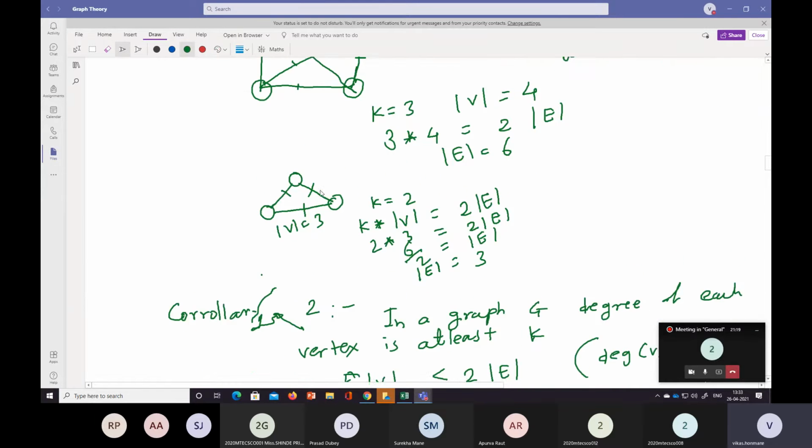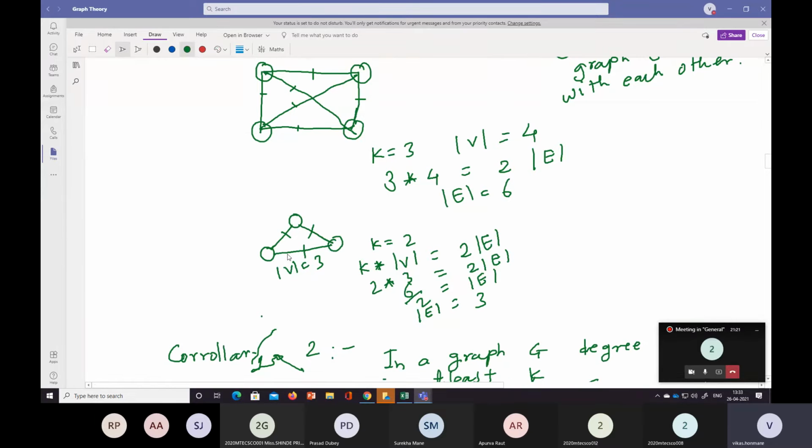Then one more example is there. 3 vertices are there, and all 3 vertices have degree 2. k is equal to 2. 2 into 3, number of vertices is 3, gives 6, and 2 into e, where number of edges is also 3. Okay, so 6 is equal to 6. So if the number of edges is not given, then we can compute the number of edges by using this corollary one.